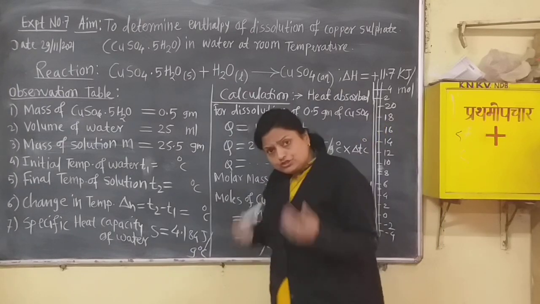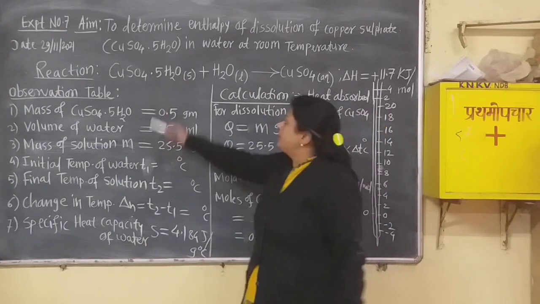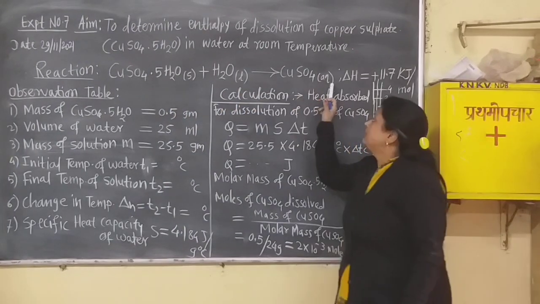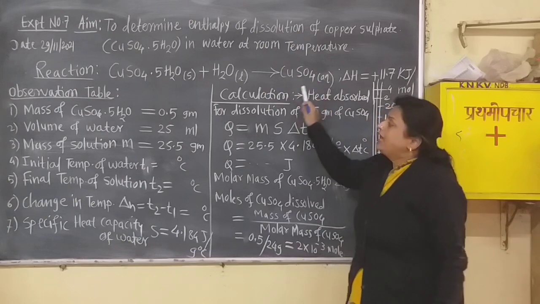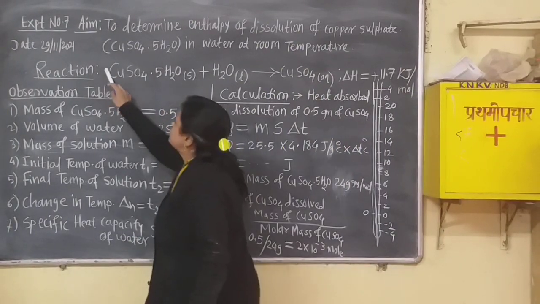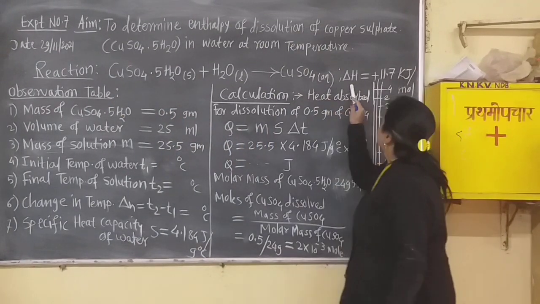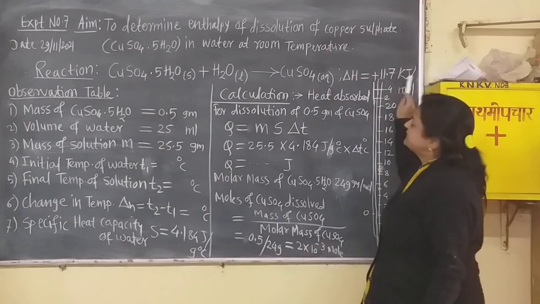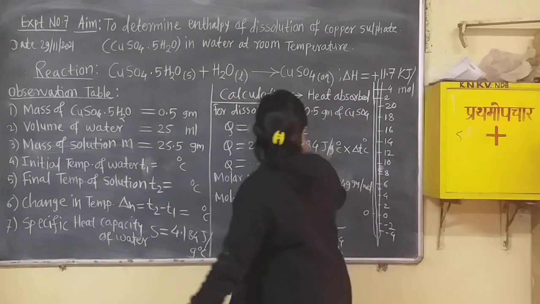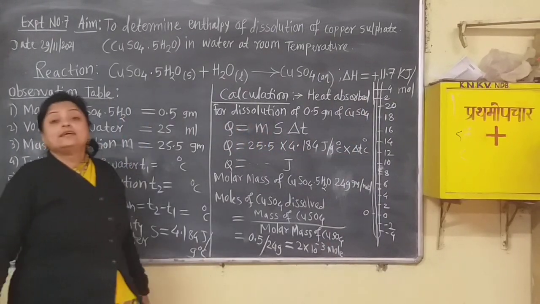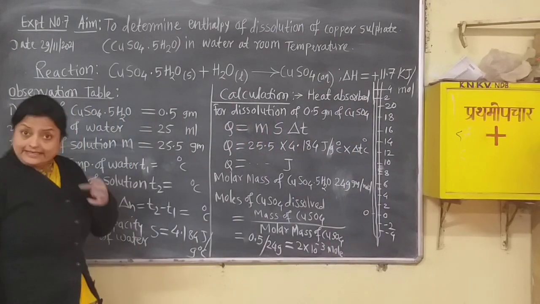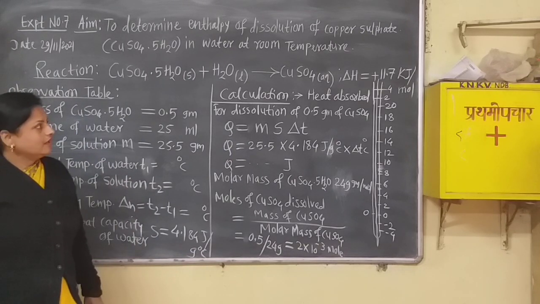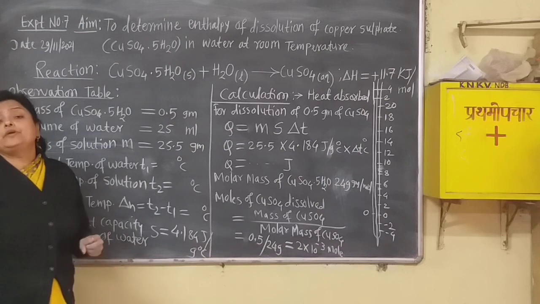Now what is the actual reaction here? When this solid copper sulfate is dissolved in water, a copper sulfate aqueous solution is formed, and for 1 mole of copper sulfate, the heat absorbed is 11.7 kilojoule. The positive sign indicates that heat is absorbed in this reaction. So due to the absorption of heat, what happens?